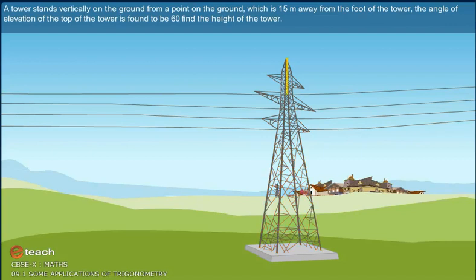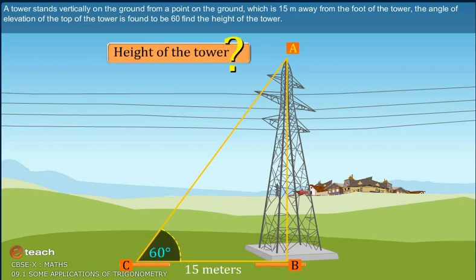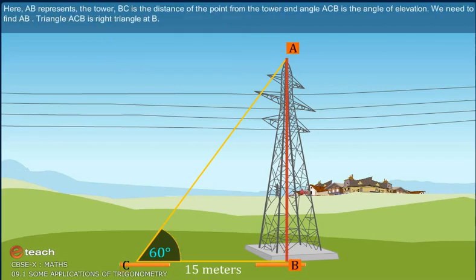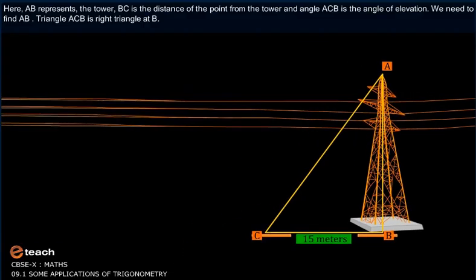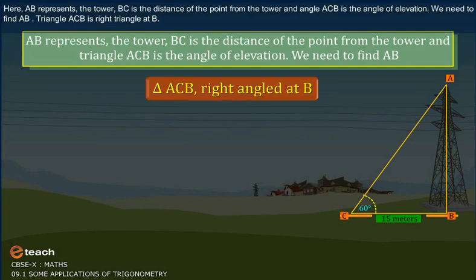A tower stands vertically on the ground. From a point on the ground which is 15 meters away from the foot of the tower, the angle of elevation of the top of the tower is found to be 60 degrees. Find the height of the tower. Here, AB represents the tower. BC is the distance of the point from the tower. And angle ACB is the angle of elevation. Now we need to find AB. Triangle ACB is a right triangle at B.